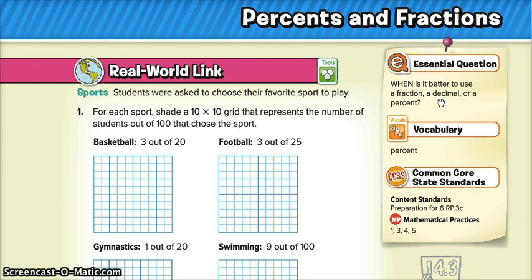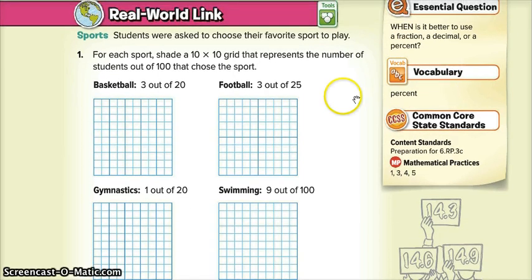In certain questions, you're going to see that it makes more sense to have an answer written as a fraction or as a decimal or even as a percent. Today our main vocabulary word is going to be the word percent because we are looking at percents and fractions. We've looked at fractions before and how fractions can be written as a part to whole relationship. Now we're going to look at how we can change fractions into percents and percents into fractions.